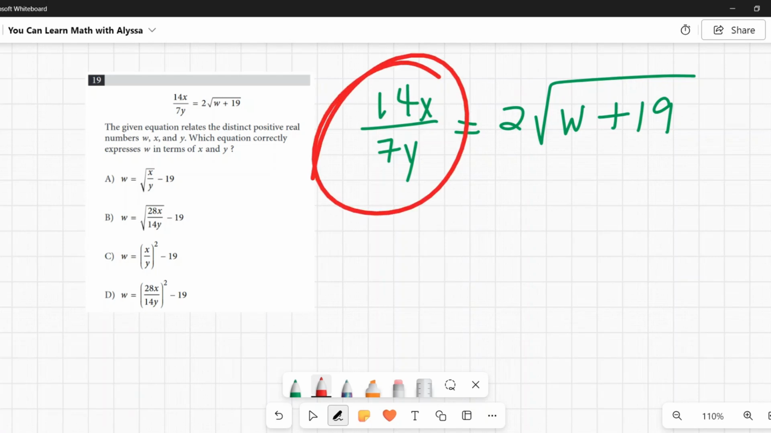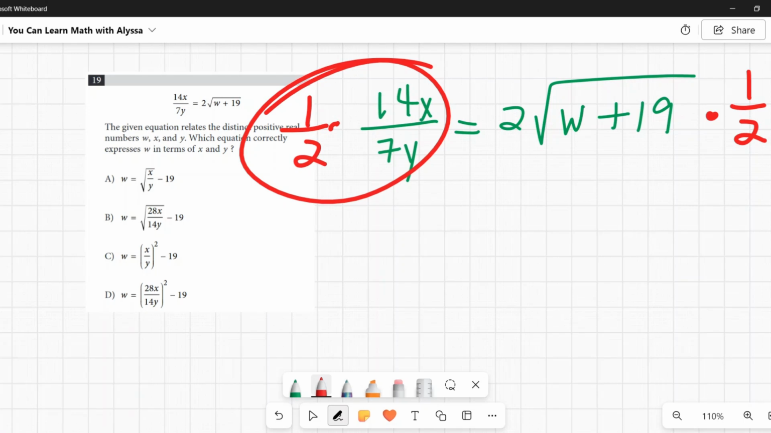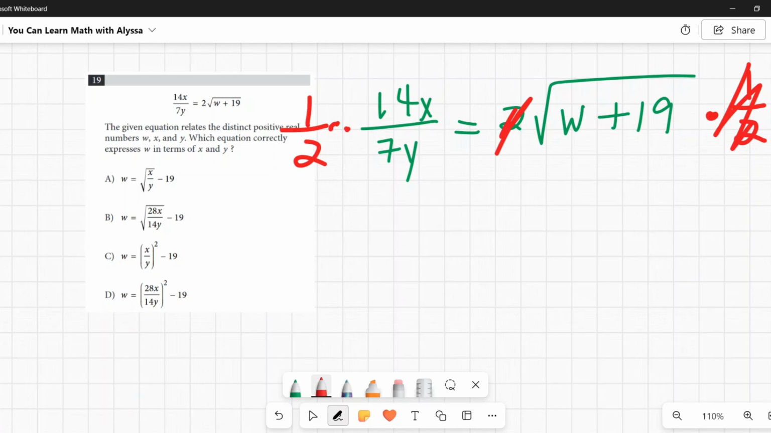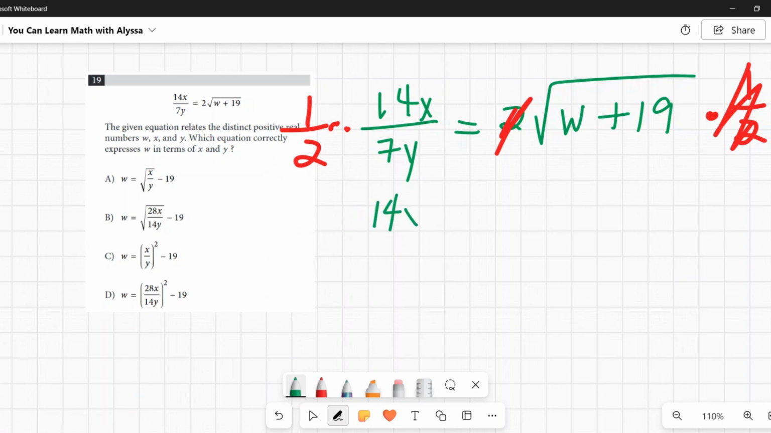But because I have a fraction over here, I'm going to tweak it a little bit. Instead of divide by 2, I'm going to say multiply by 1/2, because those are the same thing, and that makes it a little easier to combine over on the left. When you're dealing with fractions, the 1/2 is easier. On the right-hand side, that 1/2 and the 2 cancel out. On the left, 1 times 14x is just 14x, and on the bottom, 2 times 7y is 14y, because I can multiply that 2 by 7. And on the right, I have the square root of w plus 19.